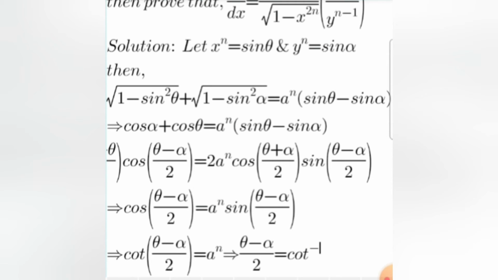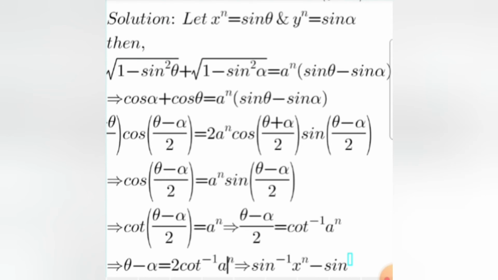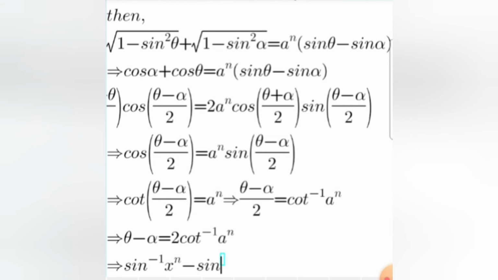cot inverse a to the power n, that is theta minus alpha equal to 2 times cot inverse a to the power n, implies that sine inverse x to the power n minus sine inverse y to the power n is equal to 2 into cot inverse a to the power n.